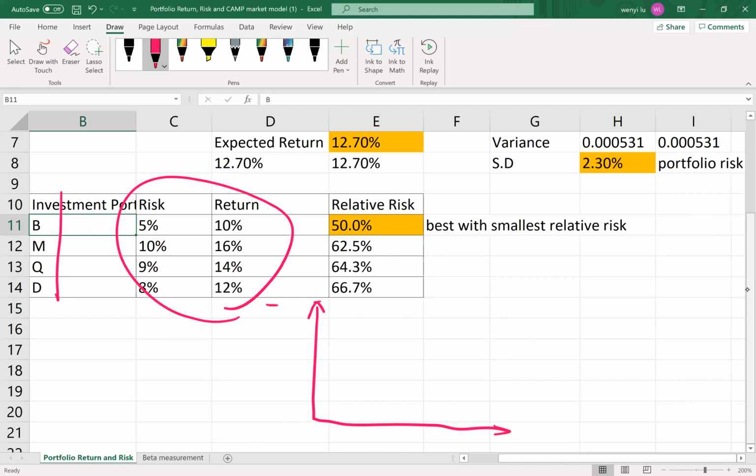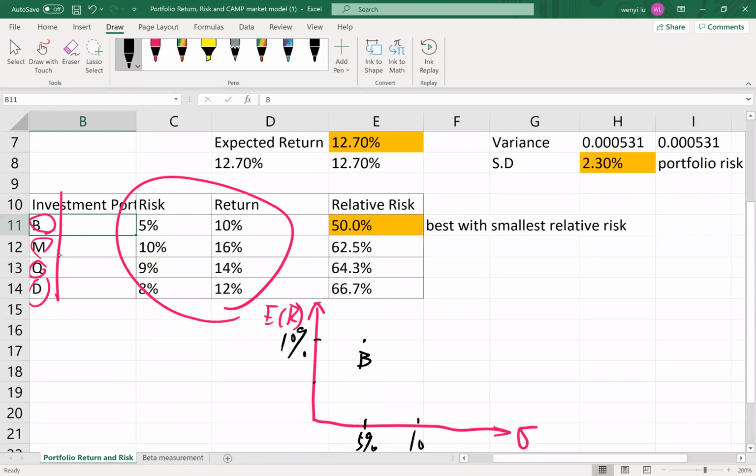This is the return, and this is the risk. We can plot a dot to represent B, M, Q, and D. For example, when risk is 5%, B's return is 10%, so B is here. That's B. How about M? M's risk is 10% and its return is 16%. It's here.